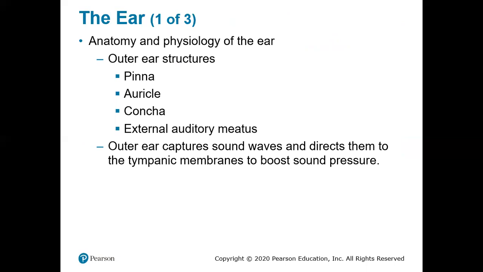This begins on page 389 in the textbook. The anatomy and physiology of the ear. Outer ear structure includes the pinna, auricle, and concha, external auditory meatus. Outer ear captures sound waves and directs them to the tympanic membranes to boost sound pressure.